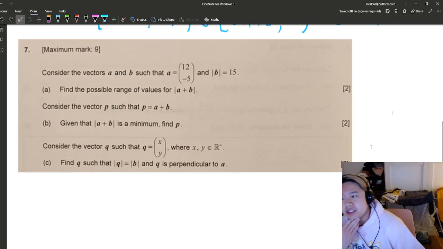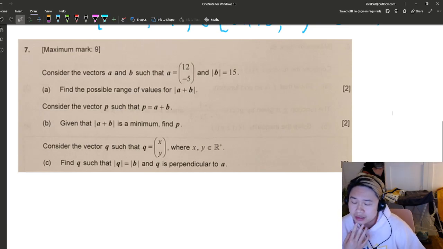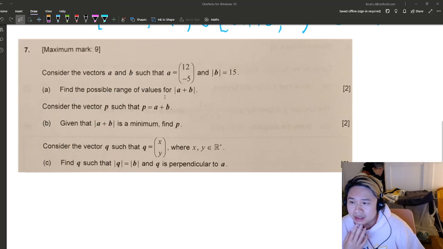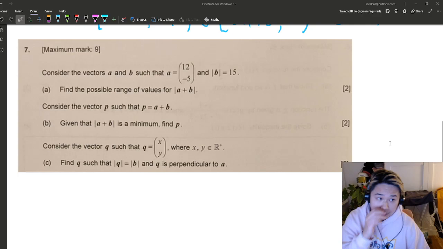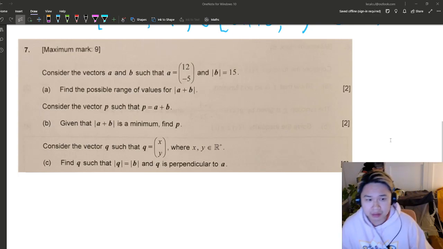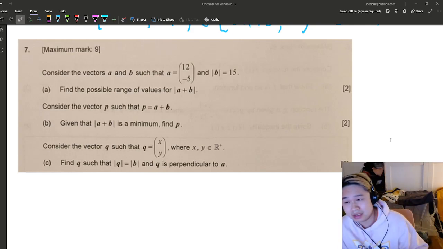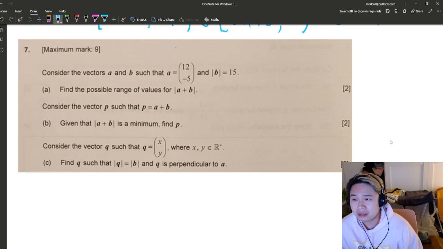Okay, we got two vectors. So here's the first vector, and then I know the length of the second one. And then find the possible range of values for the length of A plus B. Okay. So I helped a student in physics with a very similar question. So fortunately, this one's not quite that blind. But first we should find the length of A.